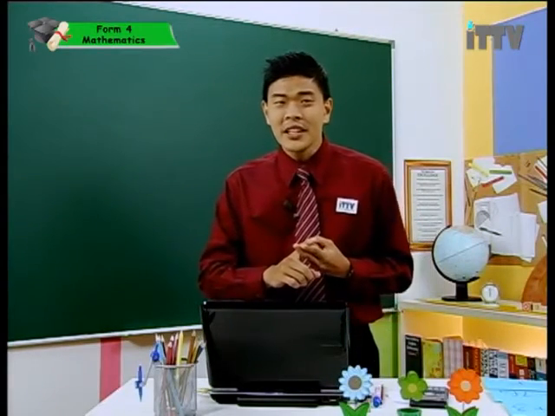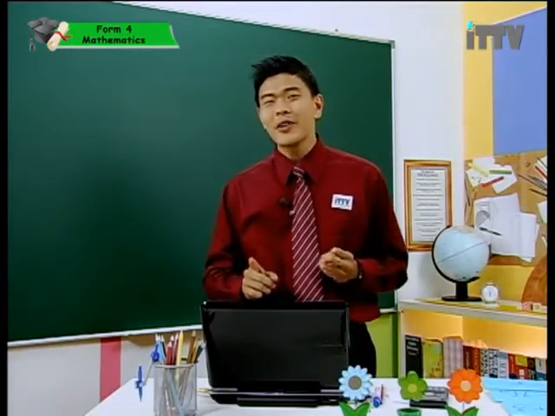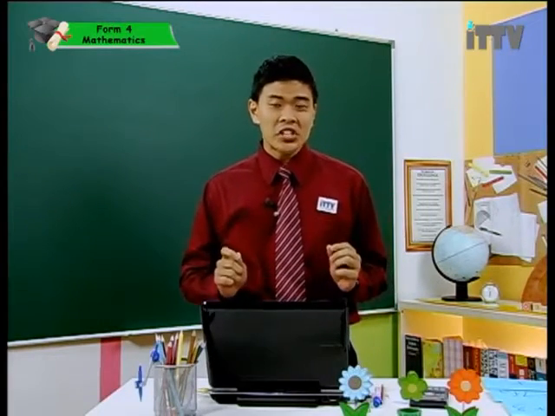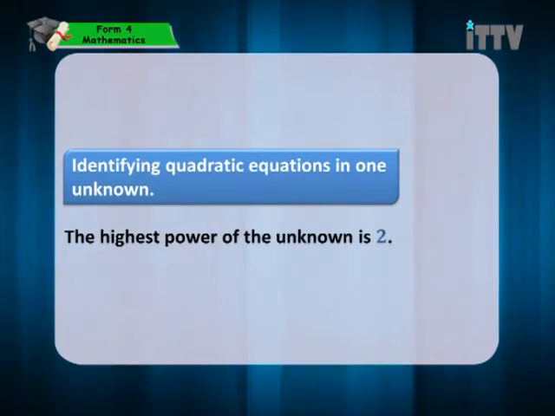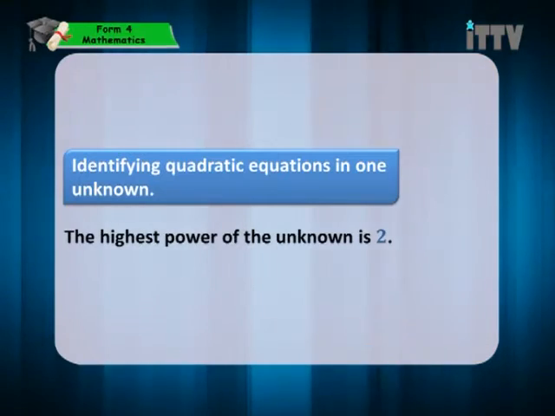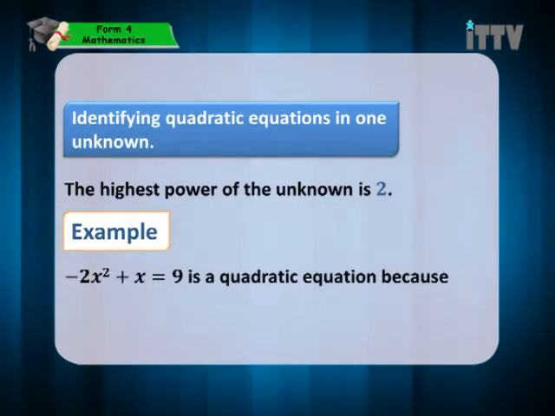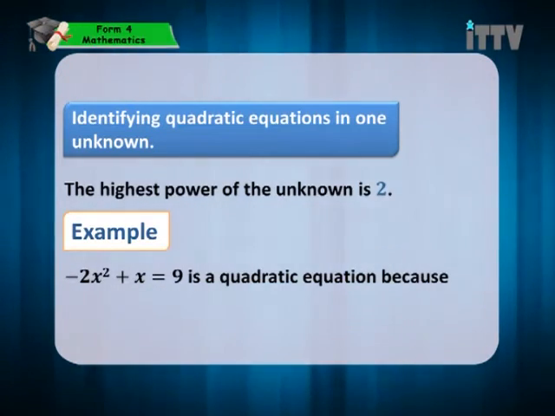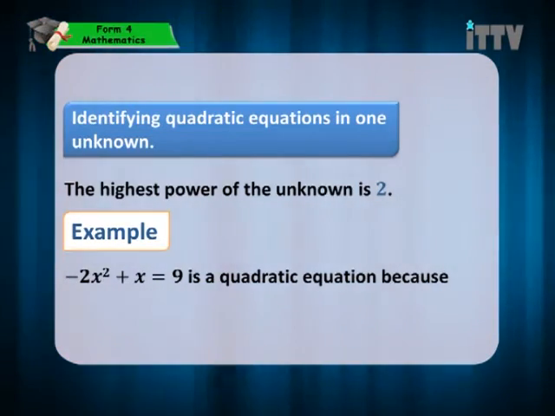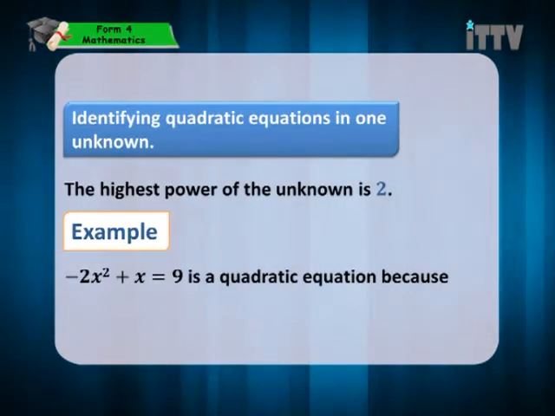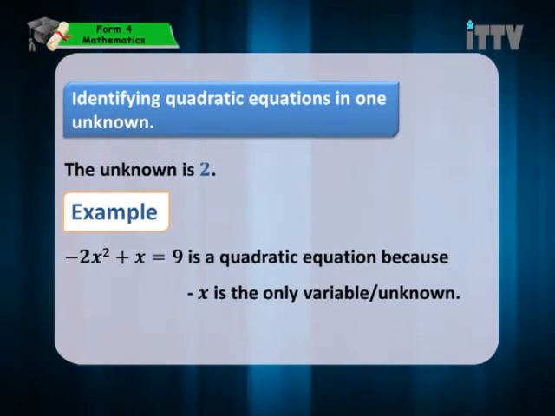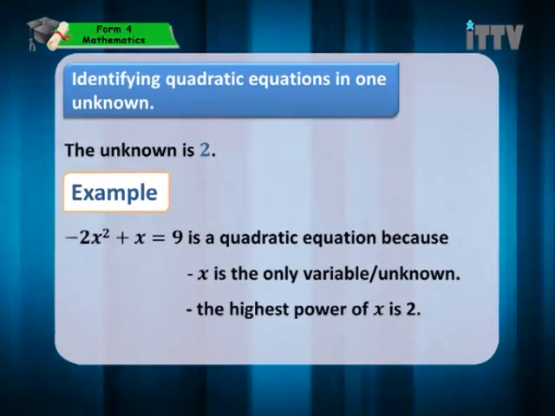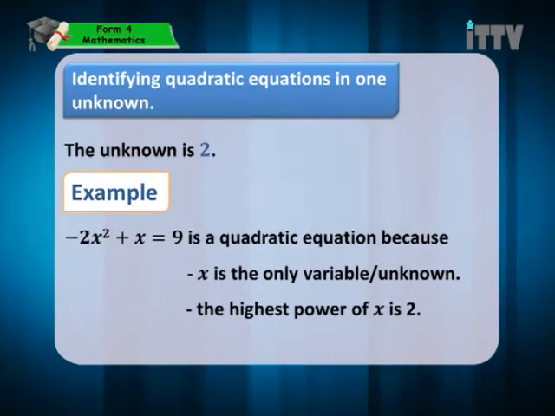If you put it in the general form, it will be ax squared plus bx plus c, and the highest power of the unknown, which is x, is 2. And one additional criteria is, for a quadratic equation, there must always be an equal sign. Now, the highest power of the unknown is 2. For example, the equation minus 2x squared plus x equals to 9 is a quadratic equation because x is the only variable or the unknown, and the highest power of x is 2.